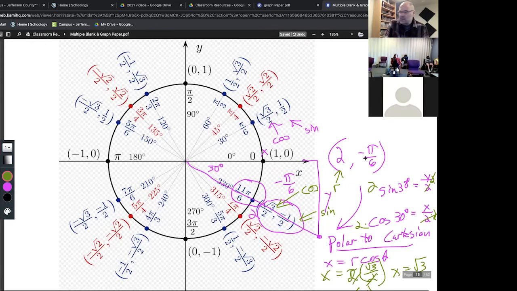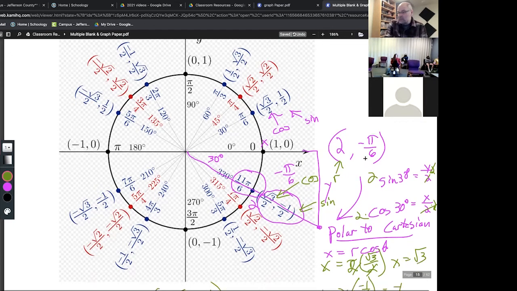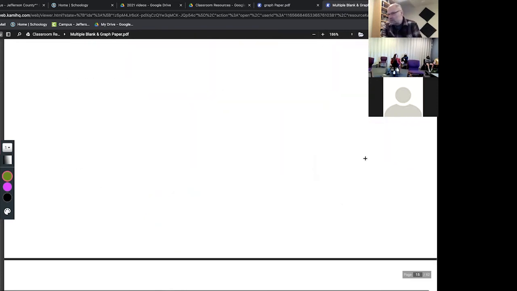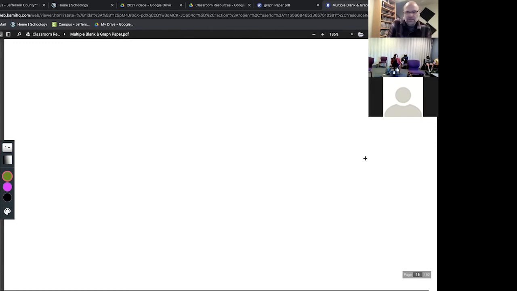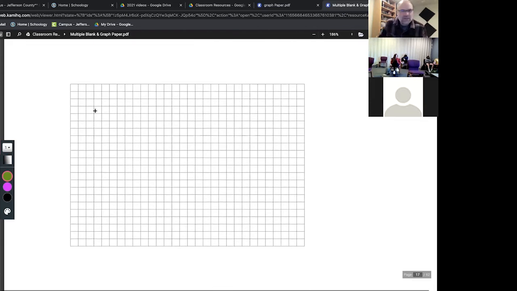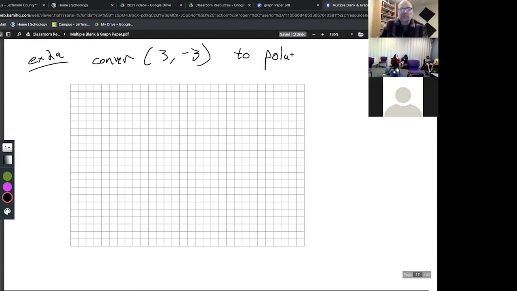Okay, so we're going to go backwards now. We're going to convert Cartesian coordinates to polar coordinates. So let's bring up another graph here. Here is example 2a. I'm going to convert (3, -3). Oh, it's nice when they're the same. You'll see why in a second. To polar coordinates.